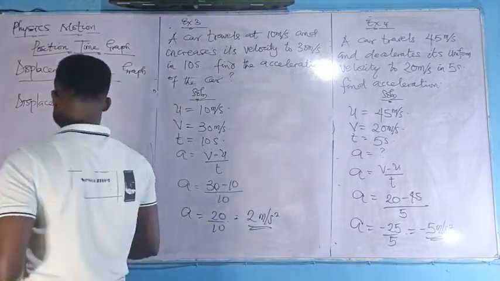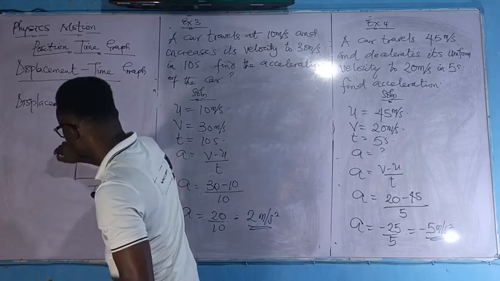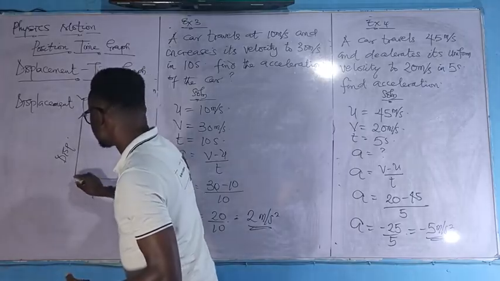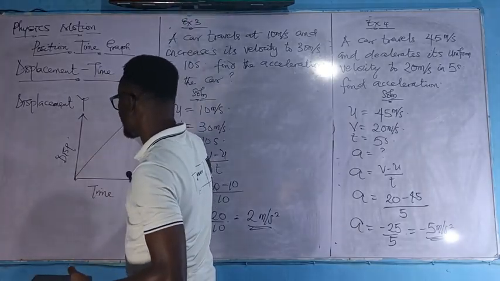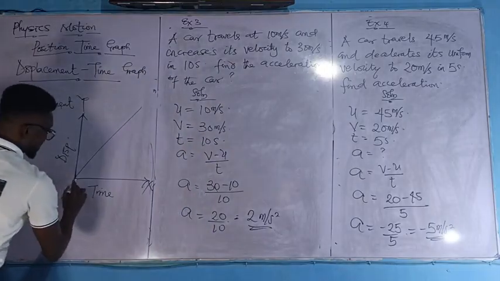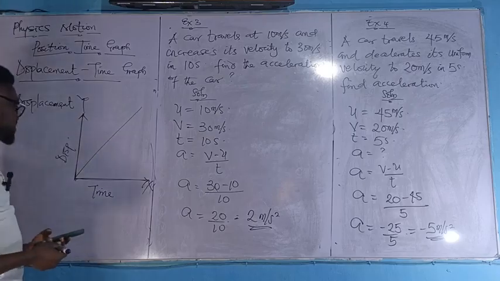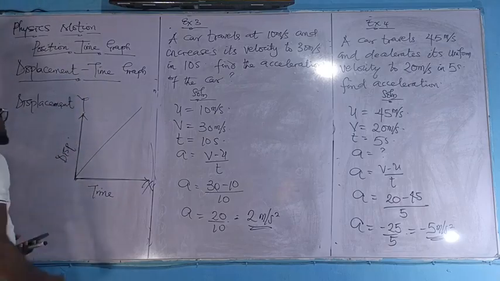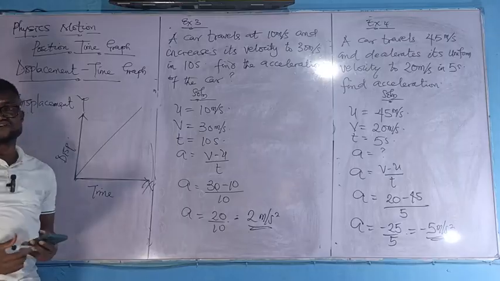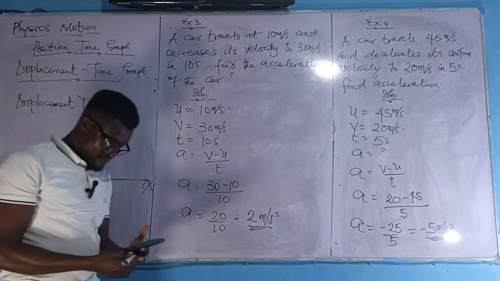So with this, if we have a graph, the vertical axis represents what? The displacement, right? Or the distance. Then any graph that runs from here is a graph of what? Displacement against what? Against time. So displacement is seen along the vertical axis, while time is seen along the horizontal axis. So here is the origin.